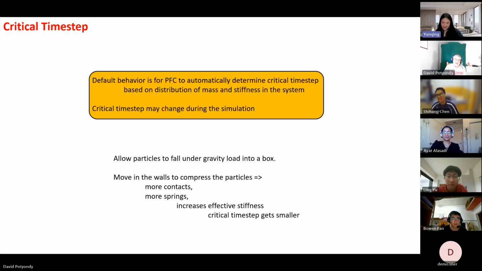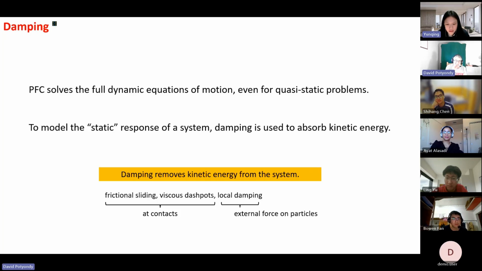Okay. Again, this is what we just talked about. The critical time step may change during a simulation, and this is my walking through what I said when you put balls in a box. Now let's talk about damping.